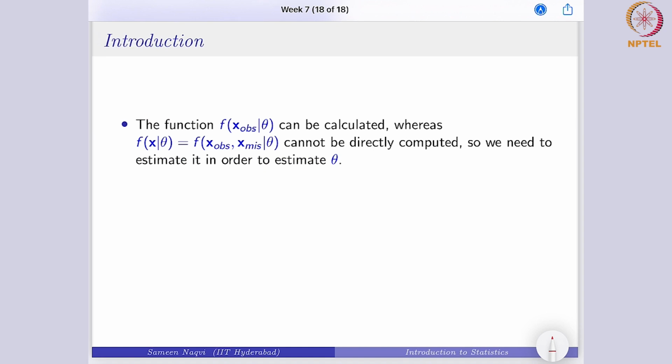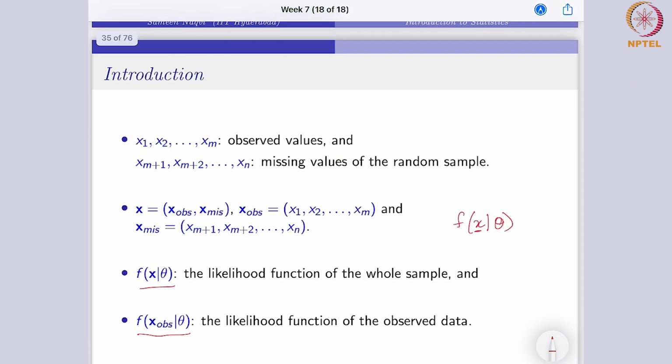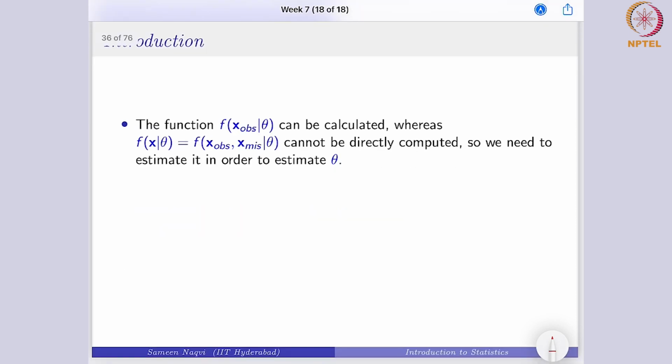Now this likelihood function of the observed data can be observed and can be calculated. However, we cannot compute the likelihood function of the entire sample because it involves certain missing observations also. So it cannot be directly computed, and we need to estimate it in order to estimate the parameter theta.